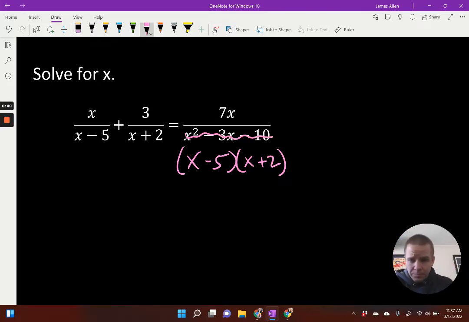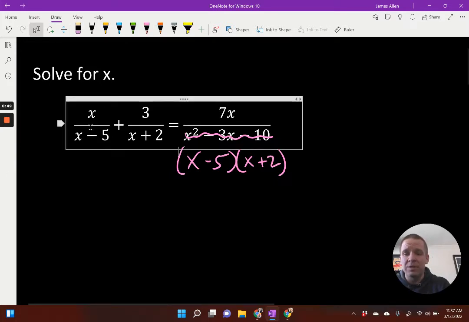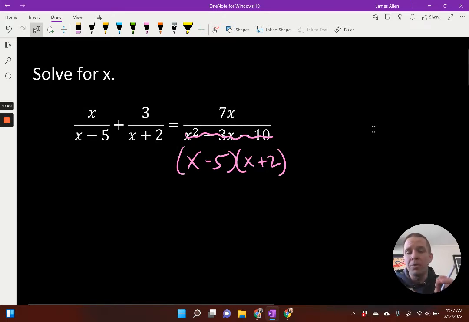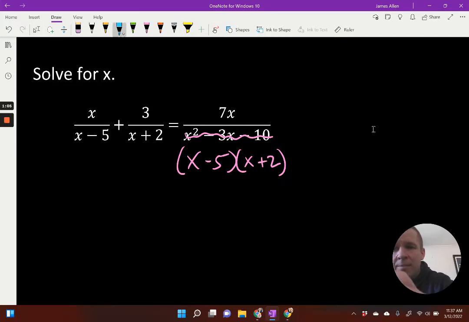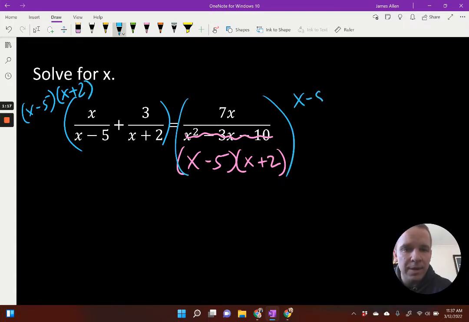Now, I know what my least common denominator is. It is the x minus 5 and the x plus 2. If we were just adding things, we would multiply this one by x plus 2 over x plus 2, and this one by x minus 5 over x minus 5 to get them to look like each other, and then all three denominators would be the same. But what we can actually do is multiply both sides of this equation by that least common denominator. So I'm going to pop some parentheses around this, and we're going to multiply it by x minus 5 and x plus 2. And then this whole side here gets multiplied by x minus 5 and x plus 2.